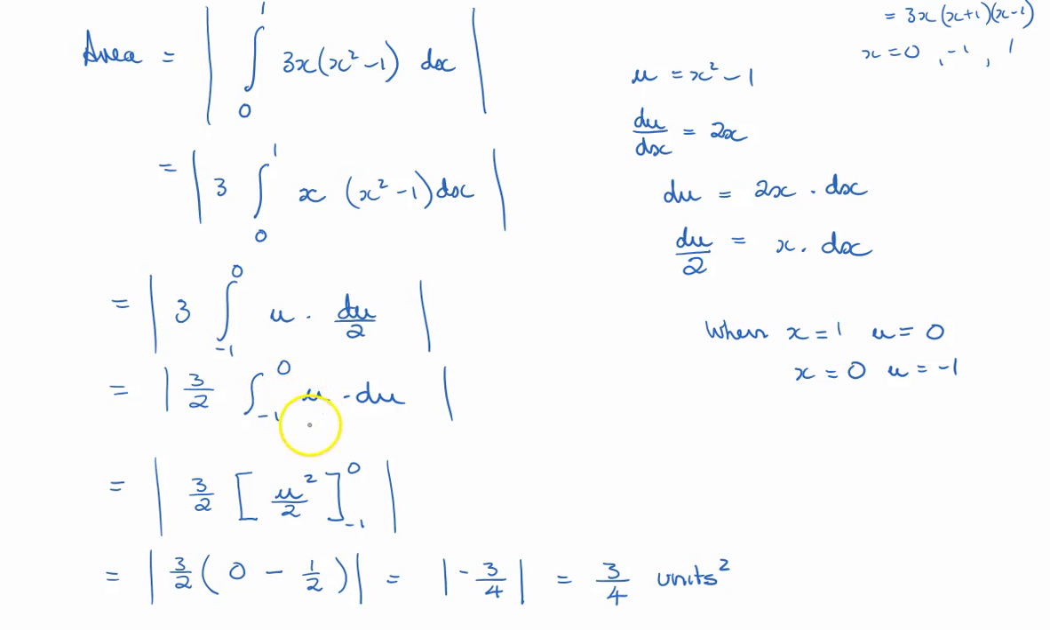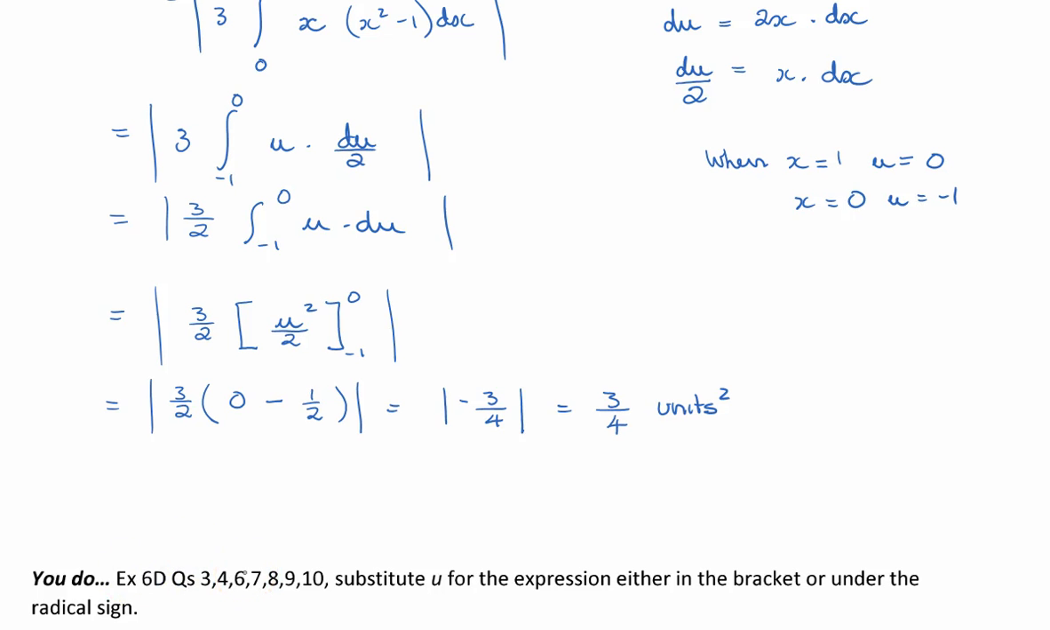So doing that integration, add 1 to the index, divide by the new index, we're going from our u values minus 1 to 0. Subbing those in, 0 gives us 0, subtract, putting in minus 1 squared plus 1, so it's a half. We're expecting a negative inside there. We could see that from the graph. The absolute value of negative 3/4 is 3/4. And it's area, so it's units squared. And you should be right to do the rest of exercise 6D.